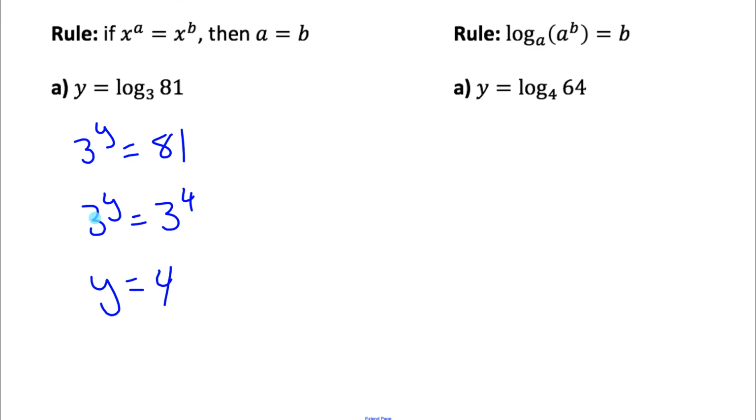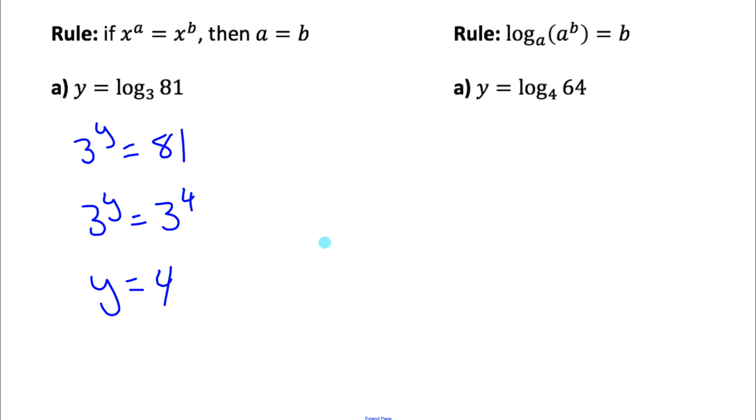Since the bases of these powers are the same, that must mean the exponents have to be equal. And that's what this rule here tells you. If we have two powers equal to each other, where the bases are the same, then the exponents would have to be equal to each other. The only way 3 to the y could equal 3 to the 4 is if y was 4. That's the only way the equation on this line would be true.